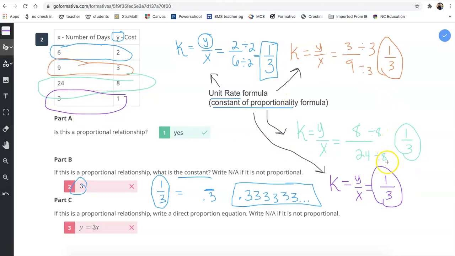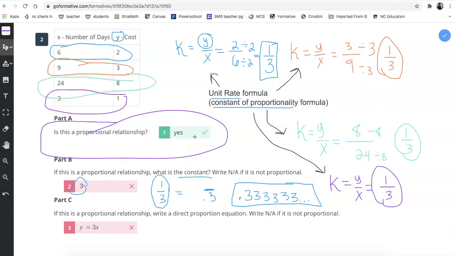So this work proves that it is proportional. Most people got this part right. This table is proportional if the unit rate is the same. And the unit rate was always 1/3, 1/3, 1/3, 1/3. So it is proportional. This is where people had trouble.